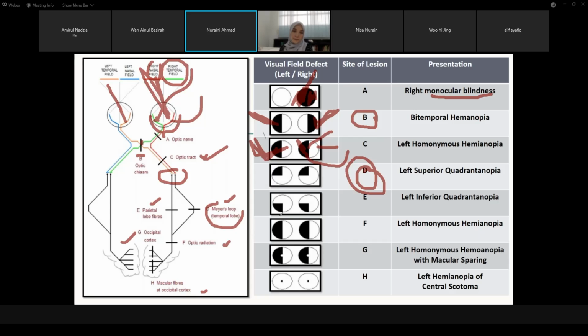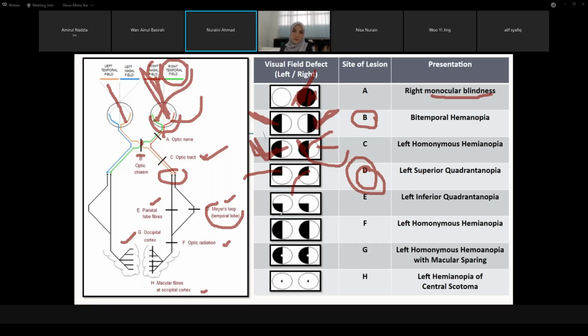Okay, bila berlakunya ada defect kat sini, that's why dia punya superior yang hilang. Tapi which side? Right ke left? Sebab medial lobe yang defect ni sebelah kanan. So dia akan jadi belah kiri. Yang light ray from sebelah kiri yang kita tak boleh nampak. Visual field from sebelah kiri yang kita tak boleh nampak. So that's why dia jadi left superior quadrantanopia. Okay, faham tak yang D ni?